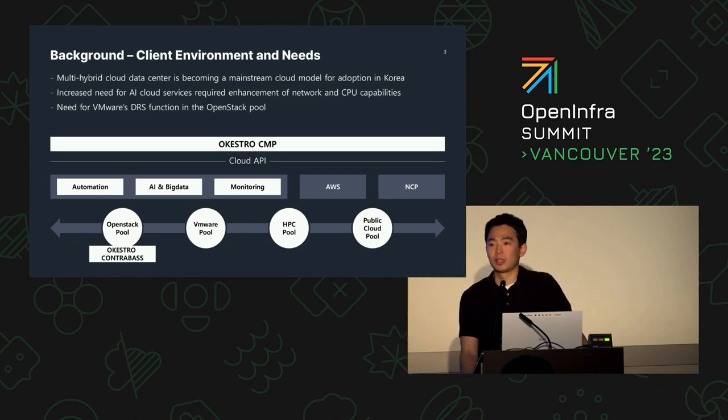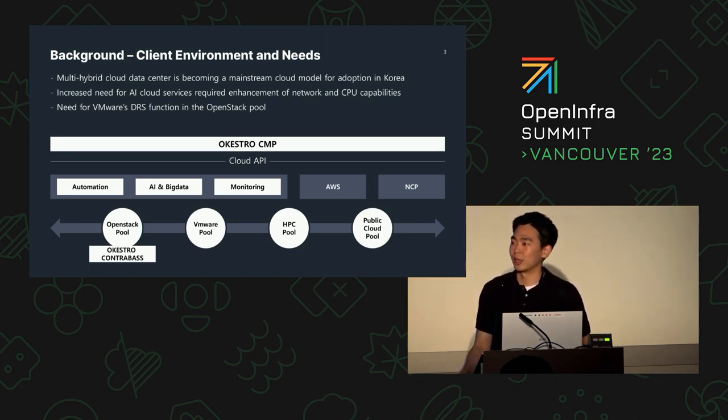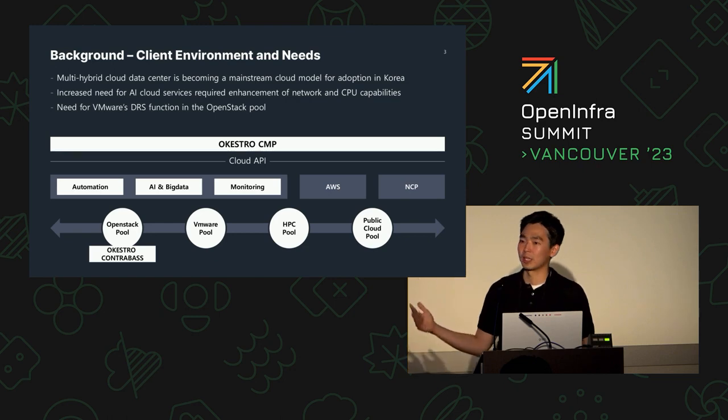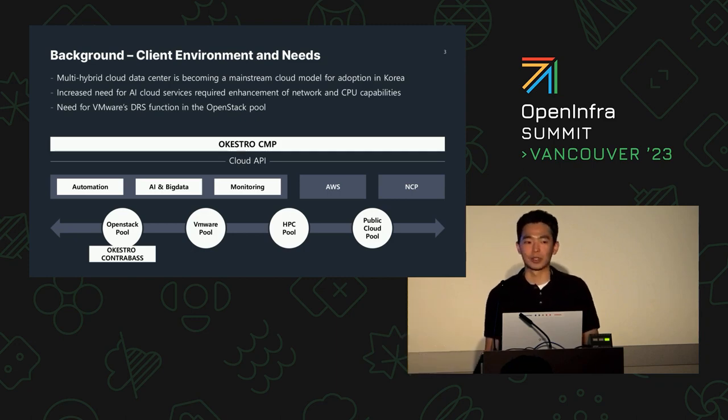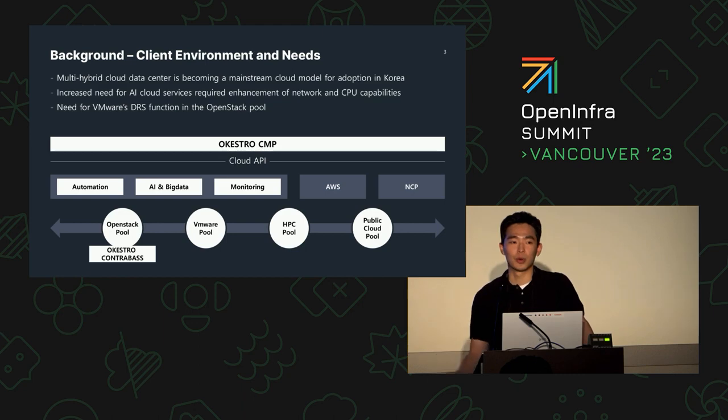The first thing that I wanted to explain, as good context for you, is that they want to provide the services in a unified workflow. For VMware's DRS services, they also require us to provide similar services in the OpenStack pool. So it was necessary for us to also provide those services within our portal as well.